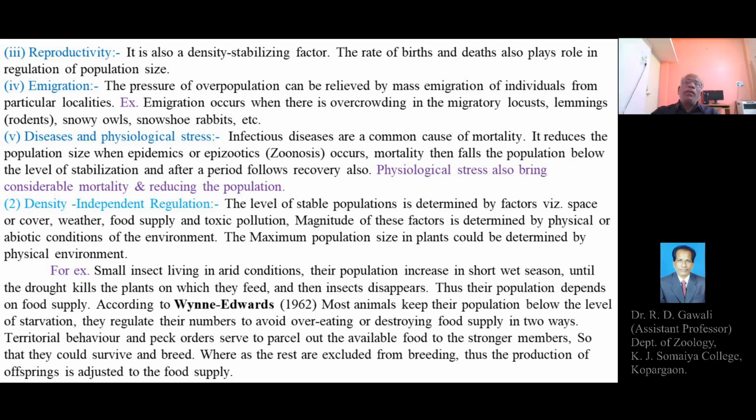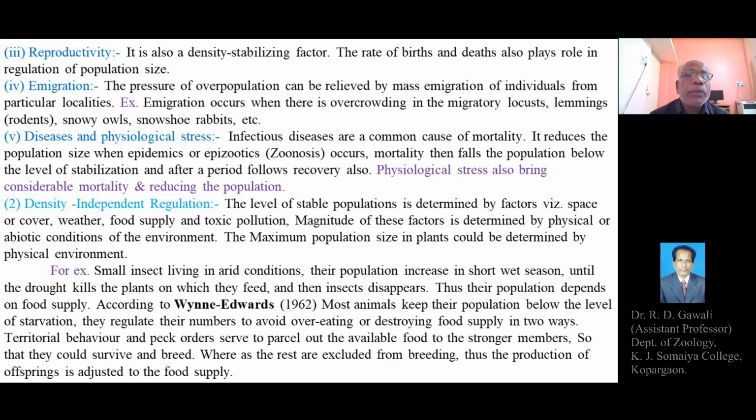So the diseases can be controlled, the pathogens can be killed or removed from the population and ultimately there may be an increase in the number of organisms after a certain period. After a certain period, the disease will be controlled among the population, and the rate of mortality is also reduced, and ultimately the population size will again increase back.